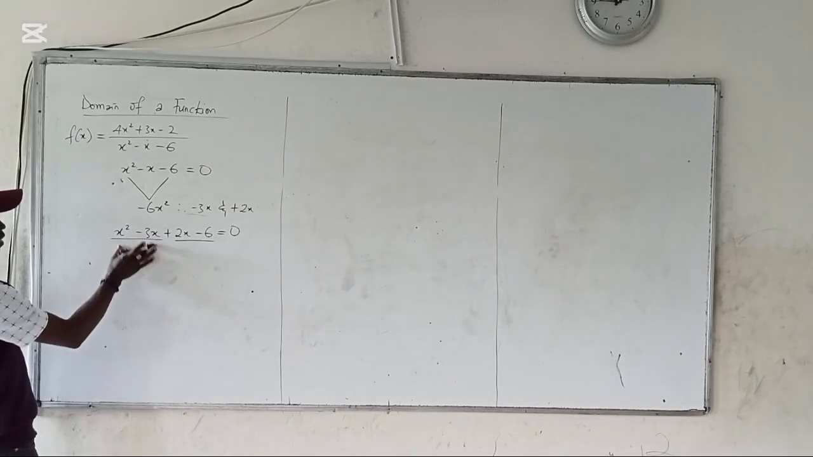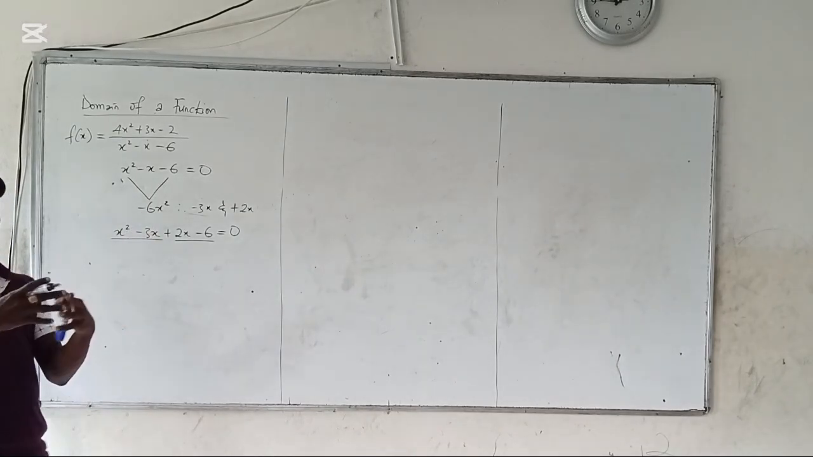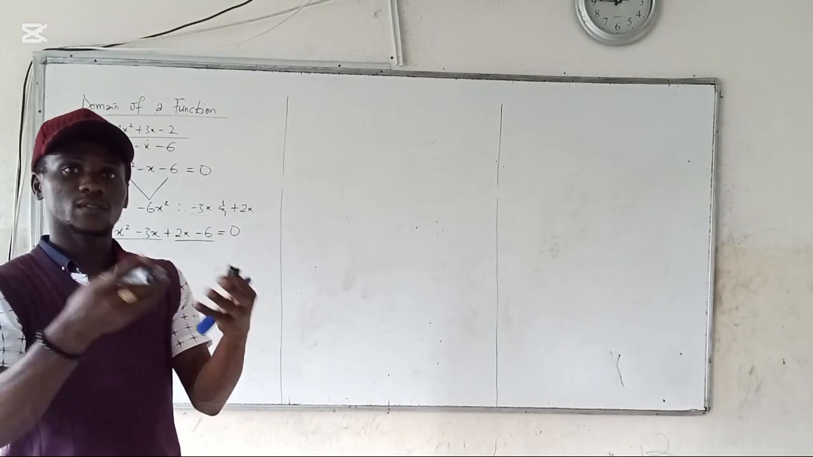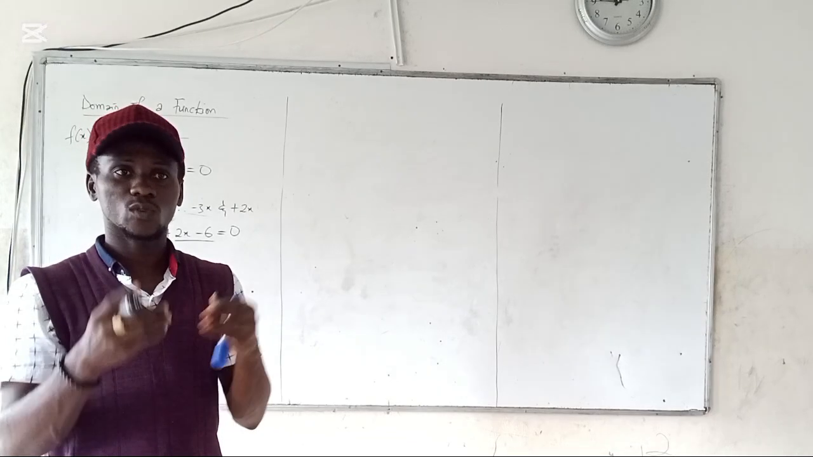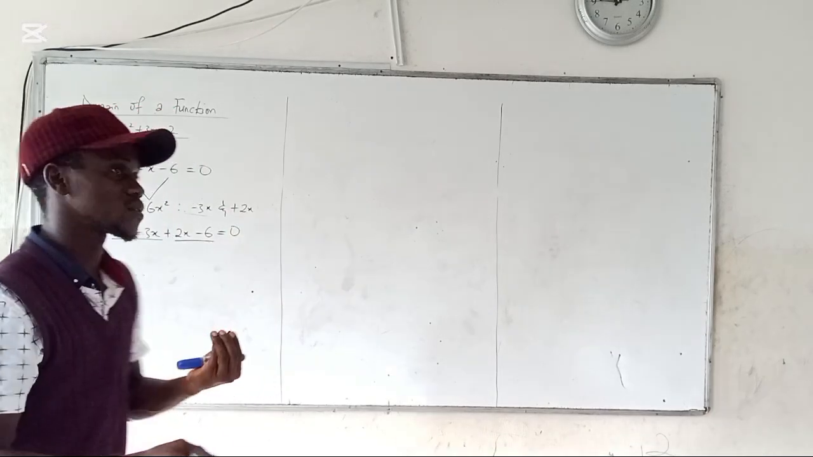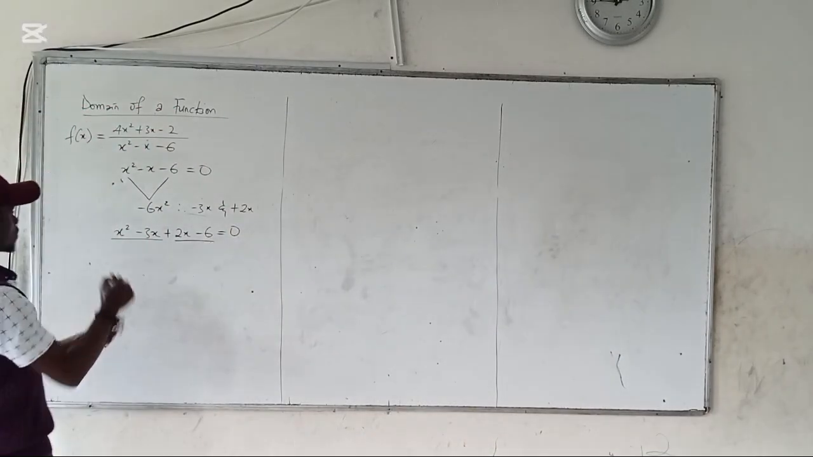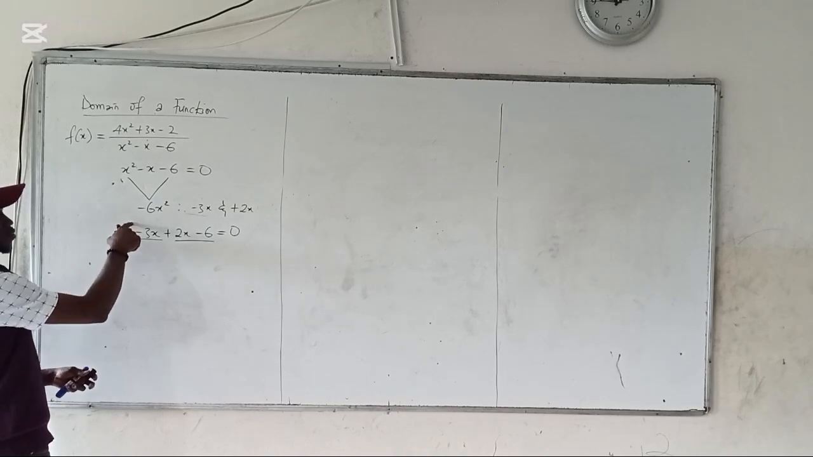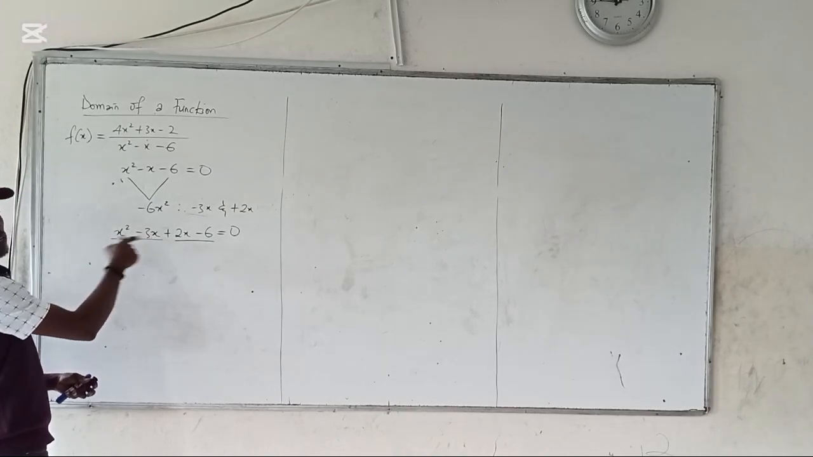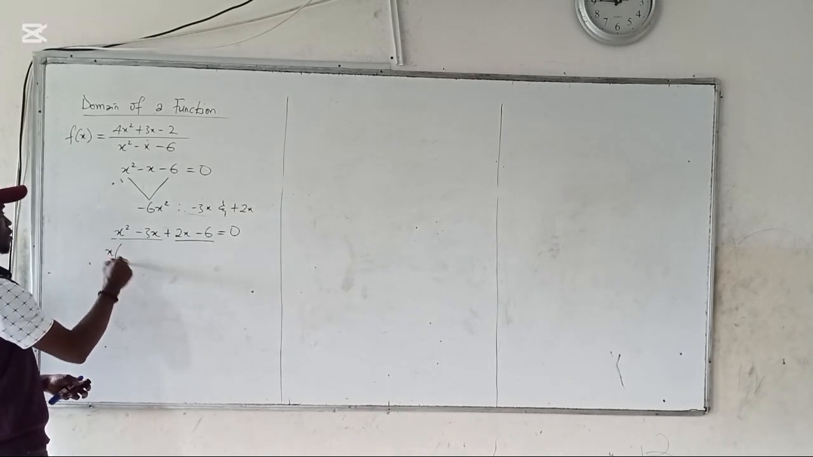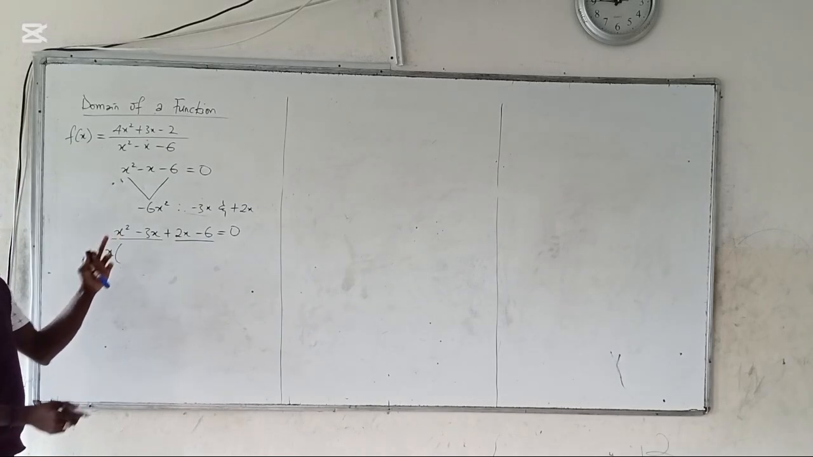So if I factorize this, what do they have in common? Factorization simply means take out what they have in common. Look at what they have in common and pick it out. There's x to power 2 here and there's x here. They have x in common, so I can pull out x. If I pull out x, what will be left here?